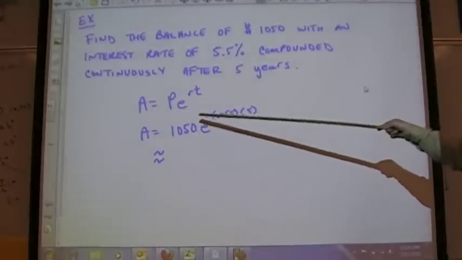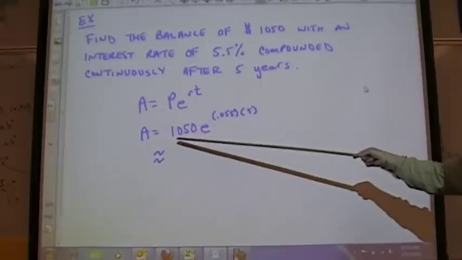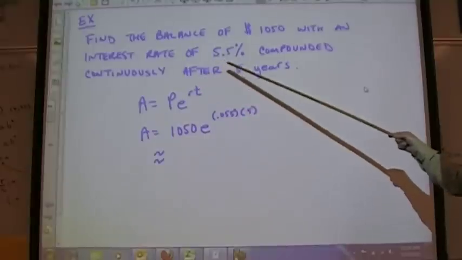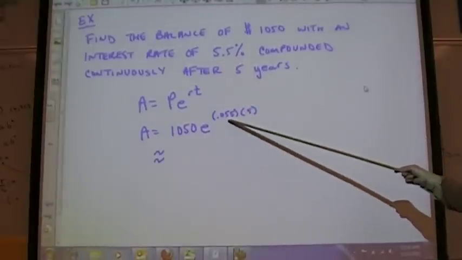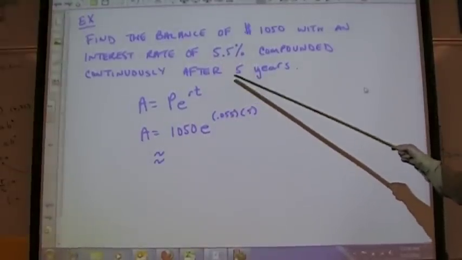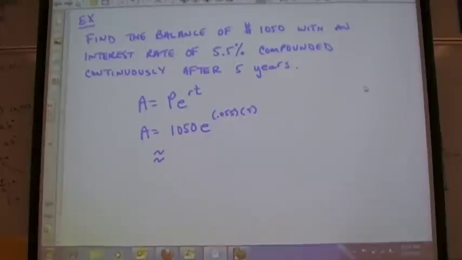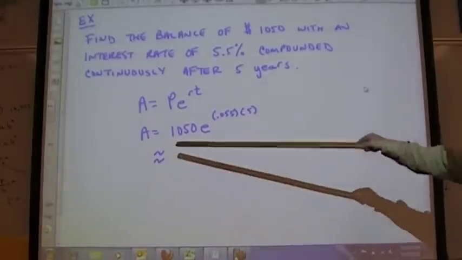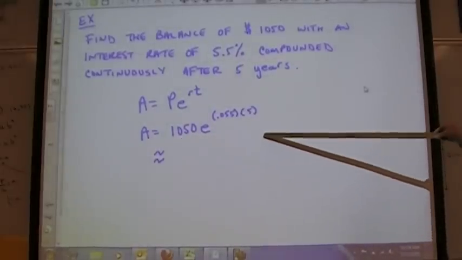Just plug in what you know. We know our principal is $1,050. We know our interest rate. You've got to change percent to a decimal. Don't put 5.5. You've got to change it to .055. Right? You move the decimal back 2 places to the left. And t is time in years, 5. You should be able to plug this straight into your calculator.